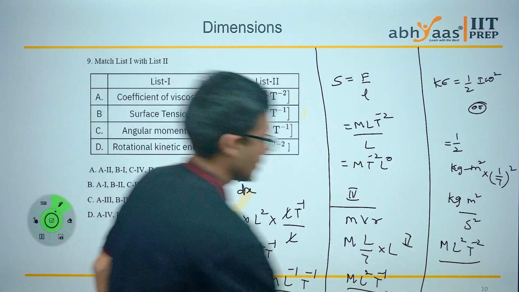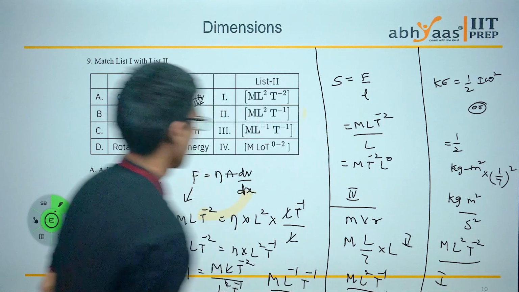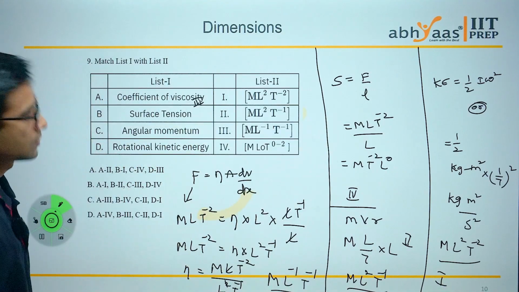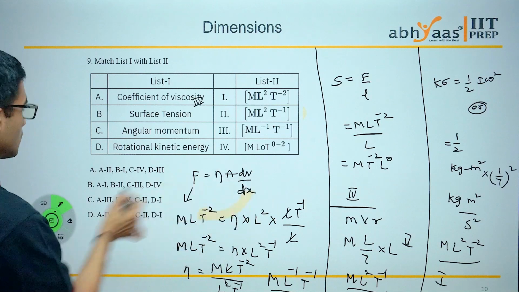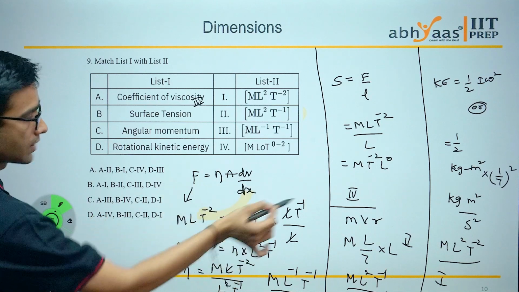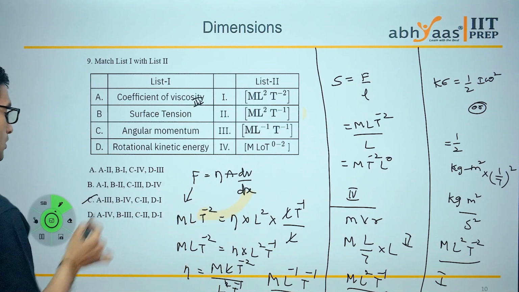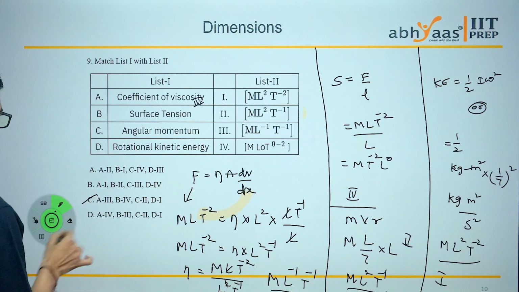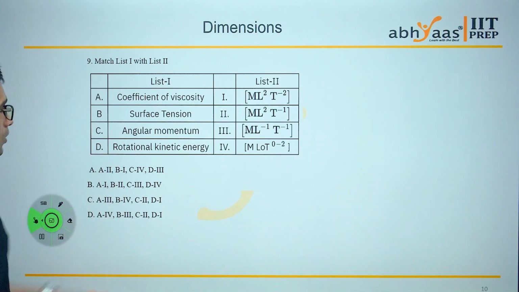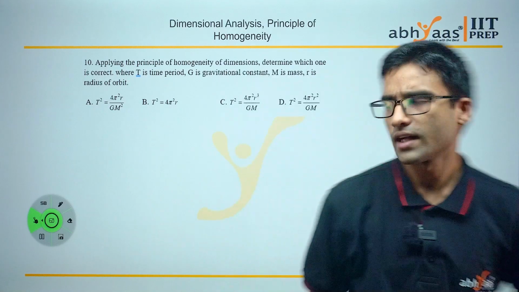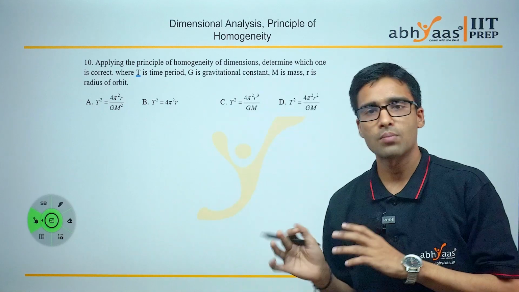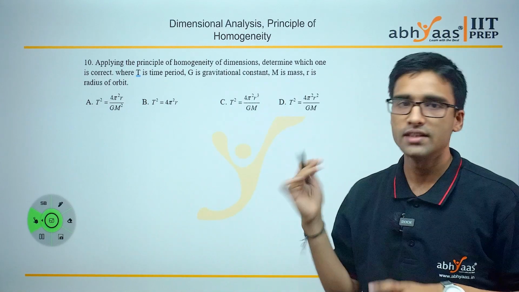So what is the option? First one ml power minus 1 t power minus 1 is third, then fourth, second one. So C is the option. Third, fourth, second one. So this is the thing. Now if you go to the next question. So for the next question, you can directly remember the formula from gravitation, or you can check each and every option.